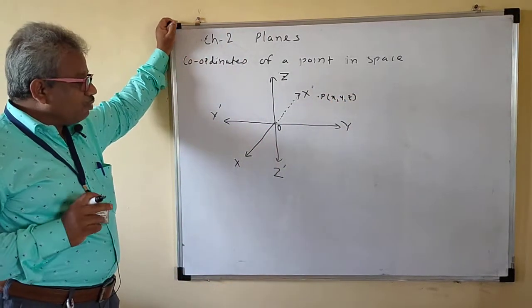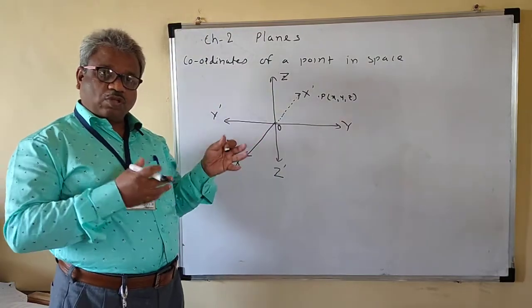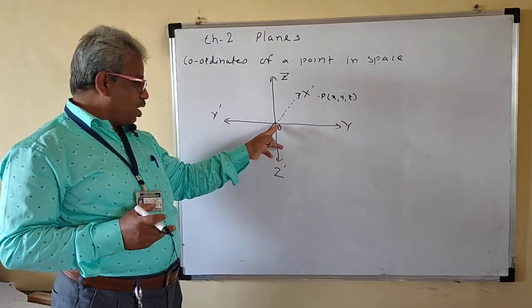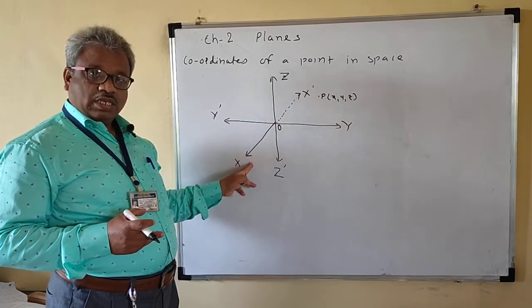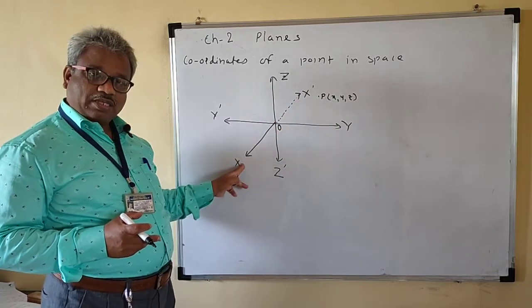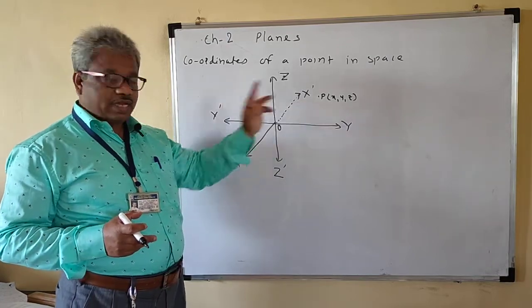So for that, what do we do? We take three mutually perpendicular axes. This is X prime OX, the x-axis. OX is the positive x-axis, and OX prime is the negative x-axis.